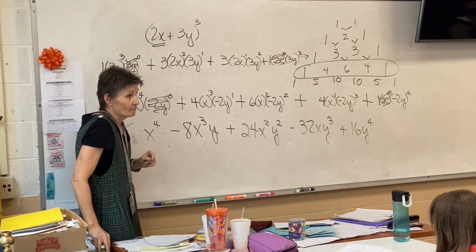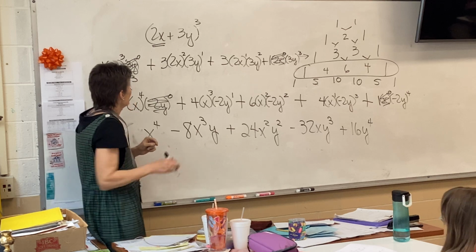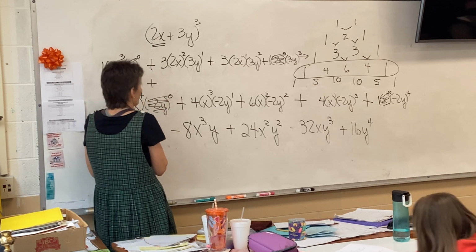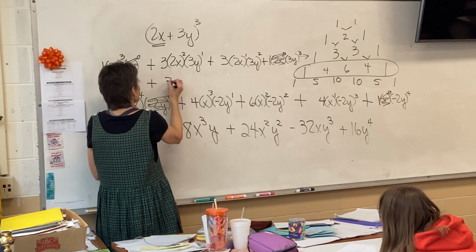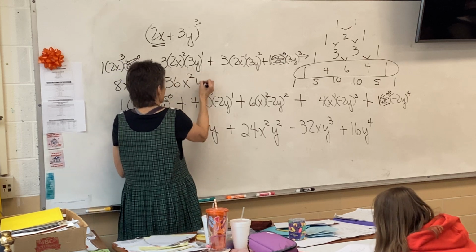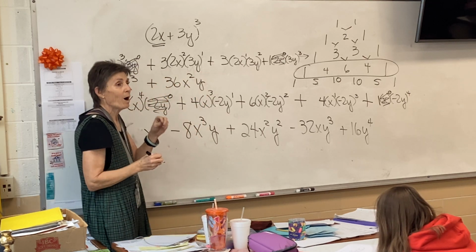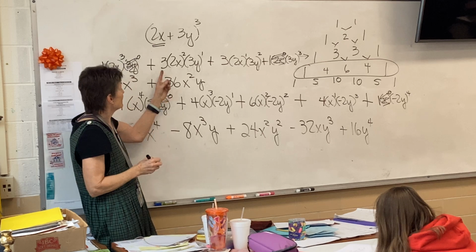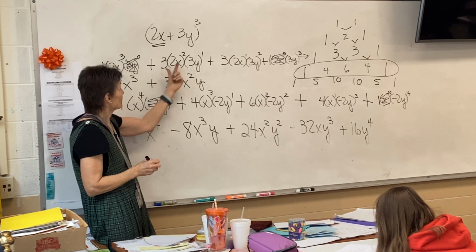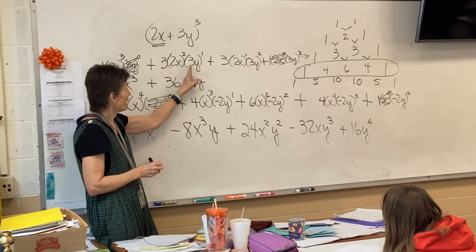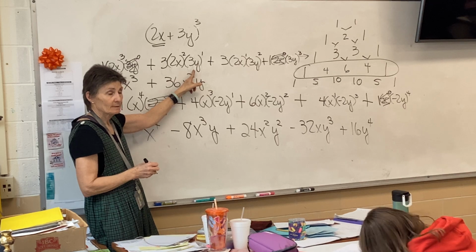Got it. So easy. You got it. Now, 12x squared y. The next one will indeed be 36x squared y. Why is it 36? Because you have a 3, times 4, and then a 3. That makes 36.